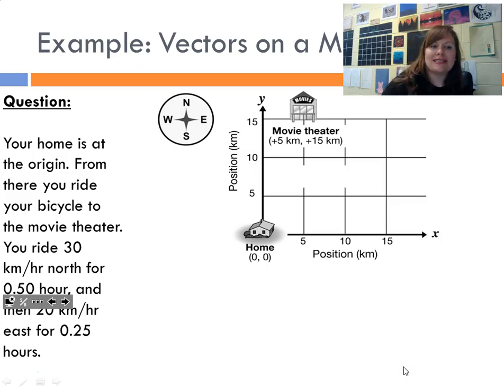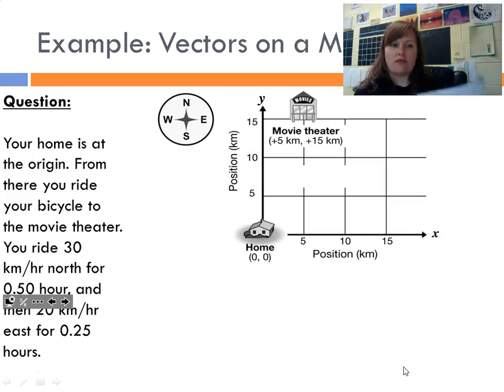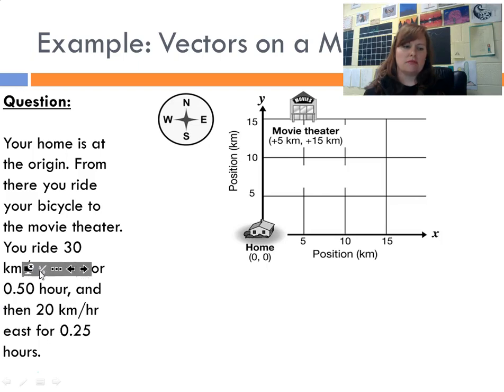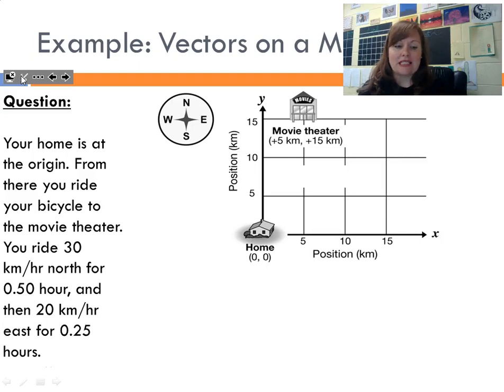Here is our first example. It says, and even if you want to read along with me on your paper that I gave you, the question: your home is at the origin. From there, you ride your bicycle to the movie theater. You ride 30 kilometers per hour north for 0.50 hours, and then 20 kilometers per hour east for 0.25 hours.